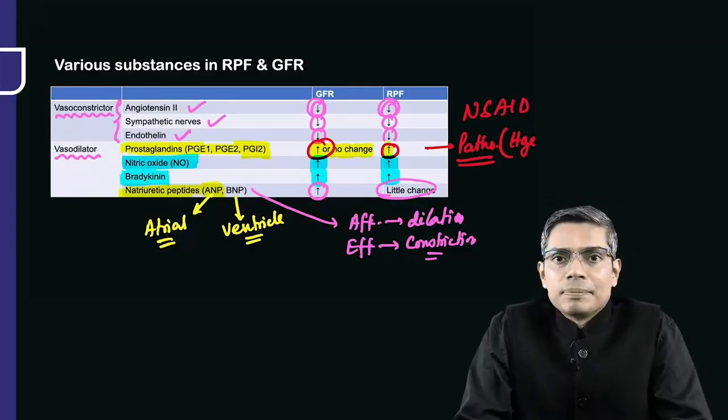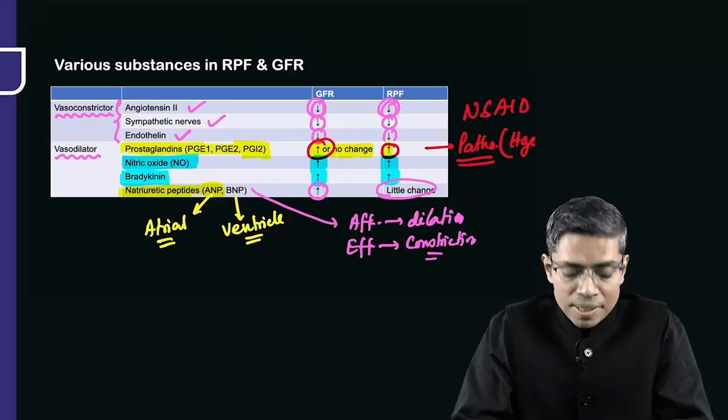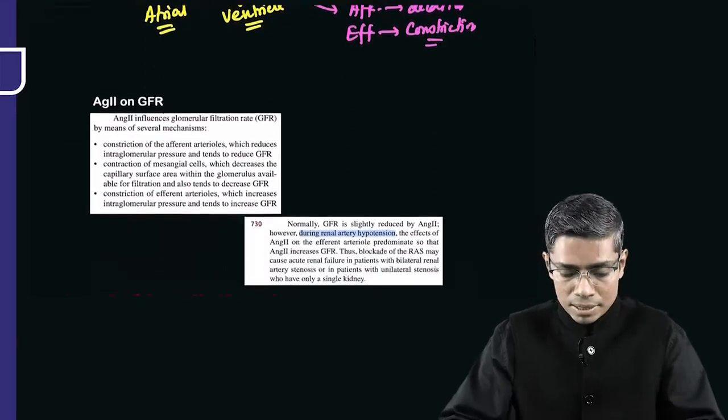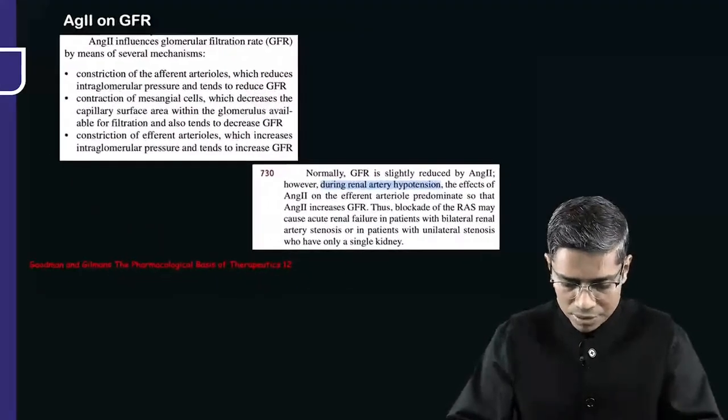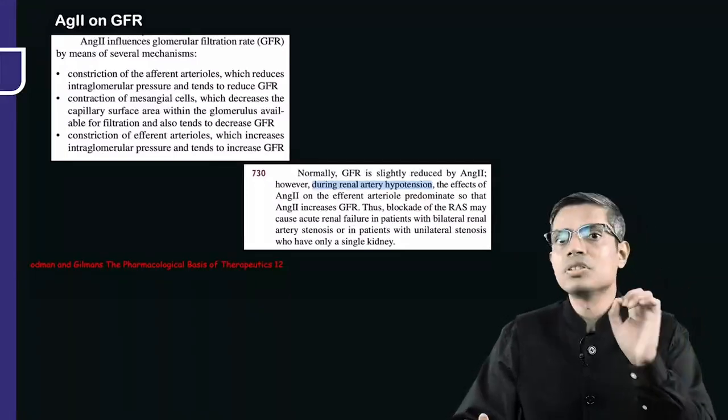Many of you are thinking, is that correct information? Angiotensin II causes reduction in GFR. The answer is yes. Look at what Goodman & Gilman is saying. So this is a direct image from Goodman & Gilman: the effect of angiotensin II on GFR.